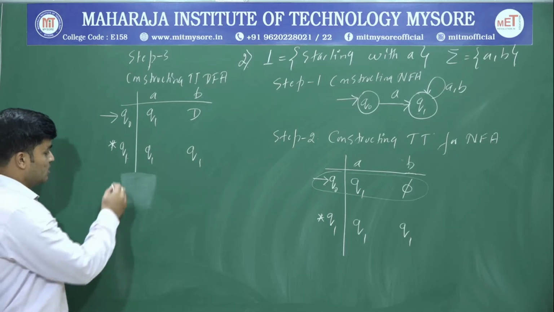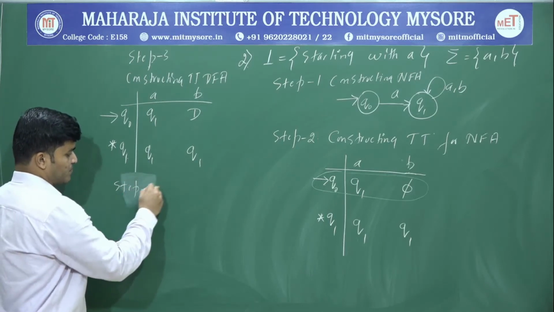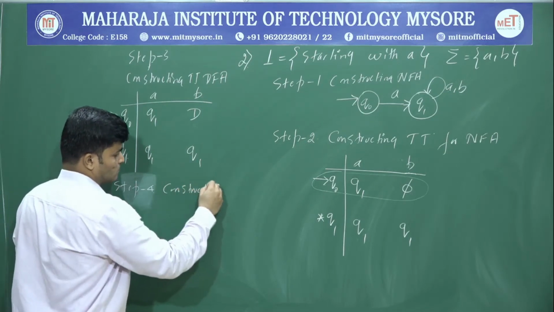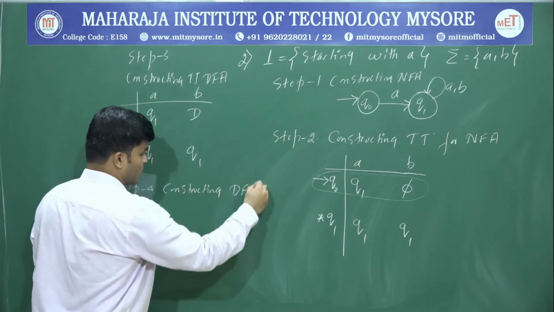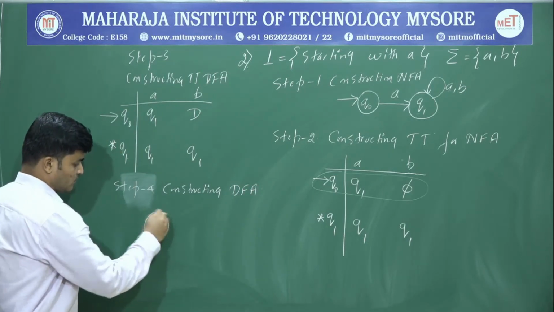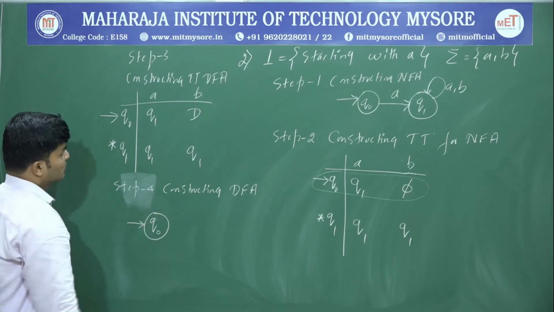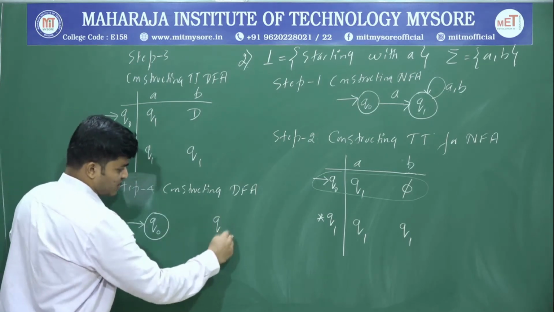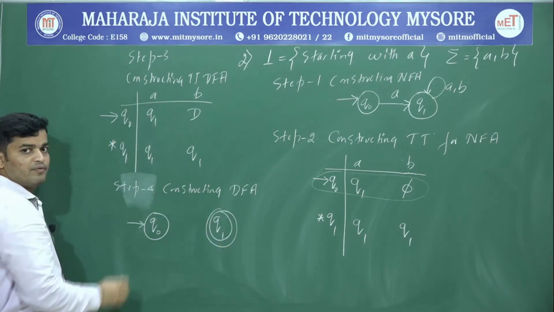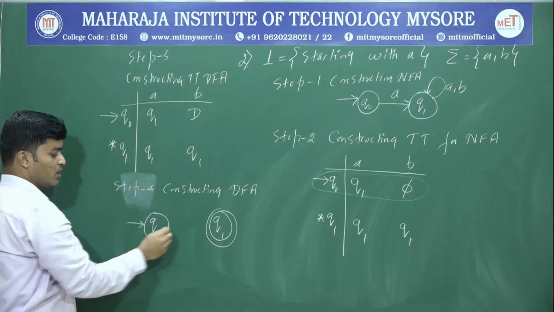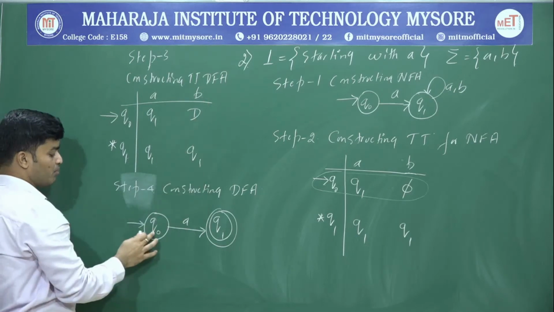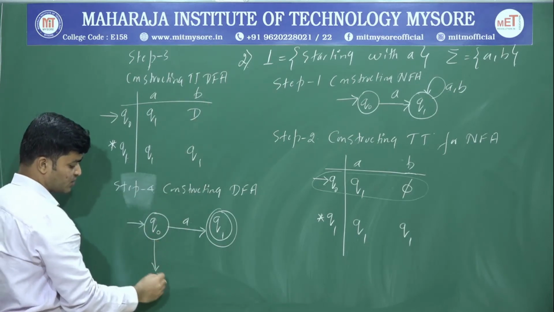And now you construct the last step, step number 4, constructing the DFA. It's a start state Q naught. You write that as it is. Next there is one more state Q1. It's a final state, so write a double circle. What is Q naught upon A? Q naught upon A is Q1. What is Q naught upon B? Q naught upon B is the dead state. You can write it, or you can skip this one.